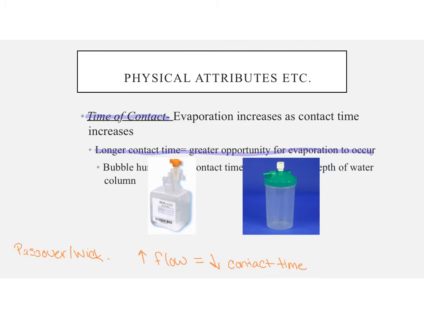So it's the same principle as increased minute ventilation on someone who's just breathing normally. So if you increase minute ventilation, that gas that passes through your nose isn't going to have as much time to pick up heat and humidity. So with a passover and wick humidifier, if you increase the flow on the flow meter, or if you increase the flow on the ventilator, you're going to decrease the amount of time that that gas has to pick up humidity.